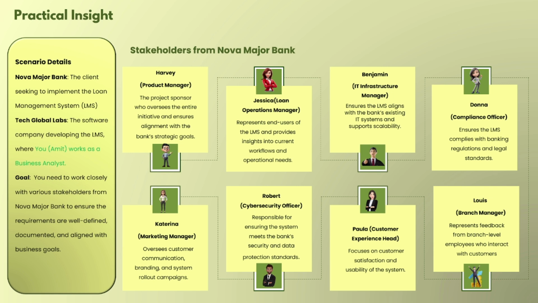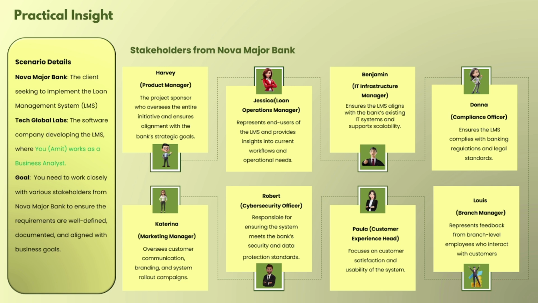Then the IT infrastructure manager. These are consulted for their expertise, as the name suggests, IT infrastructure. These are the persons whom we need to consult for their expertise on system requirements, integration and deployment. Then the next is the compliance officer. These are also categorized as consulted for regulatory input, meaning when we need to take regulatory requirements, the compliance officer is the one whom we will consult.